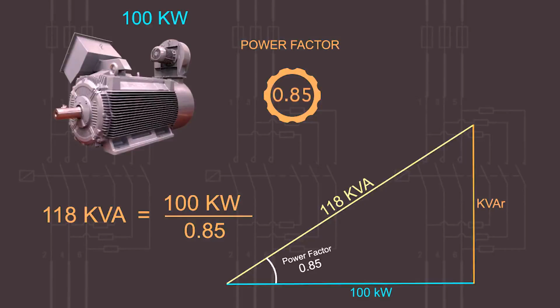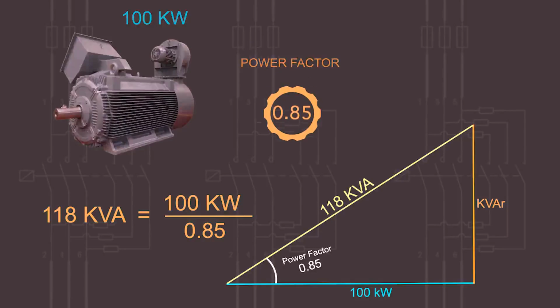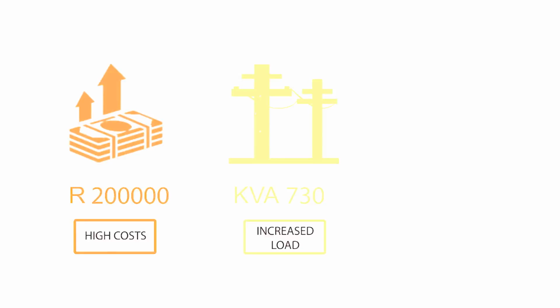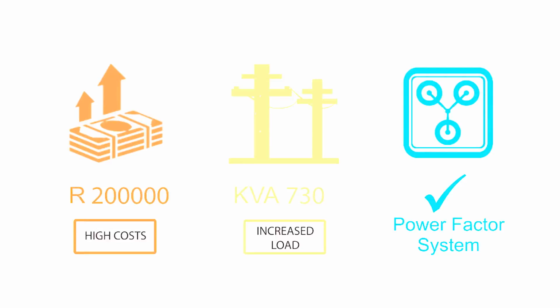And that is why power supply measures maximum demand kVA, because the current drawn is dependent on the power factor for the same load, and the current drawn is calculated with kVA. Bad power factor means that money is unnecessarily spent, and there is an increased load on the electrical distribution network. Both can be reduced through the use of a correctly installed power factor system.